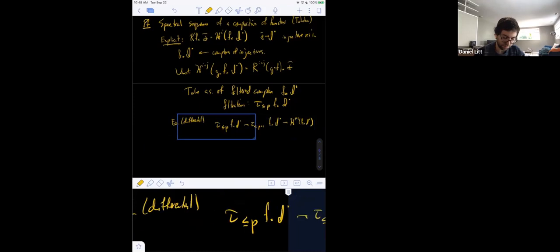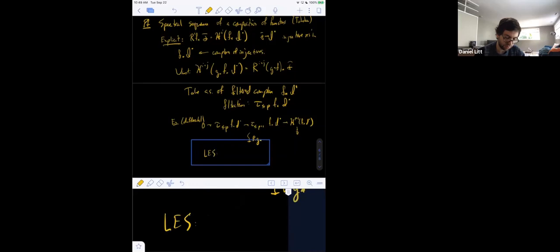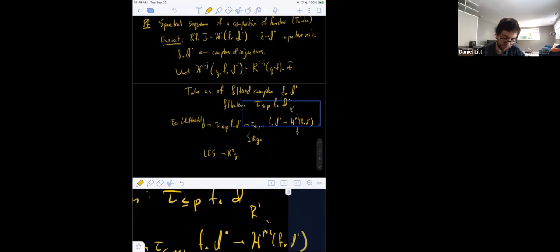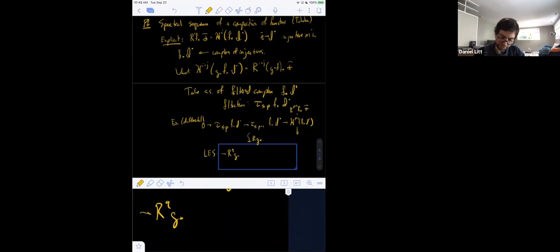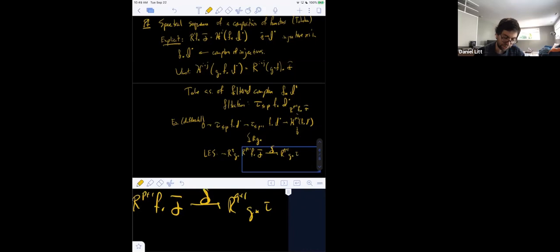Now if you apply the derived functors of G lower star to this, you get a long exact sequence, which has some maps, and then at some point you get an R^q of G lower star applied to this. What is this? This is R^(P+1) of F lower star of some sheaf F. So you get a map like this, R^(P+1) F lower star, sorry, I've screwed up the indices a little bit. And then via some differential to R^(q+1) G lower star of tau less than or equal to P of F lower star of I.